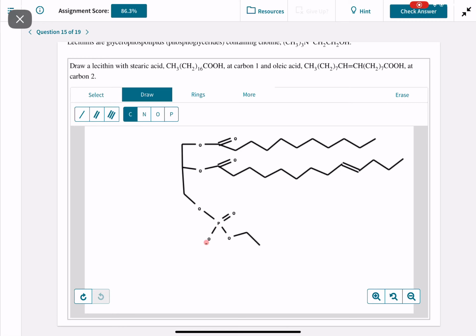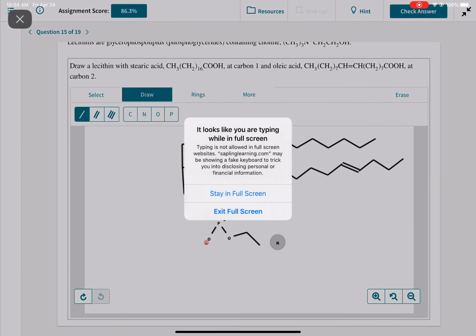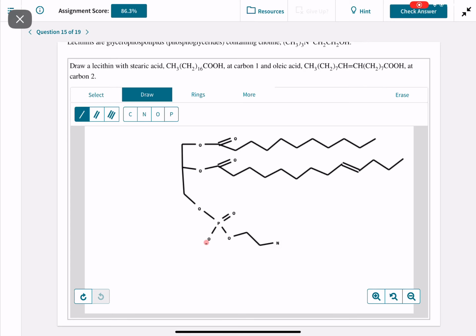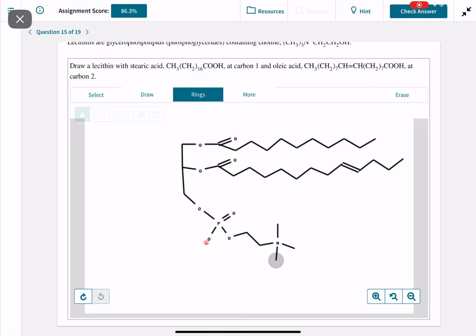Now the next thing that we have there is a CH2 and then another CH2, and then as you know, there's going to be a nitrogen attached. So there's our nitrogen that we've attached, and the nitrogen has got 3 CH3s on it. So there's 1 CH3, 2 CH3, 3 CH3s, and then you've got to have a positive charge on that nitrogen as well.